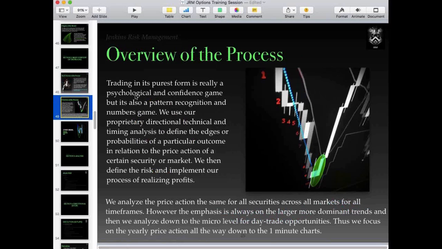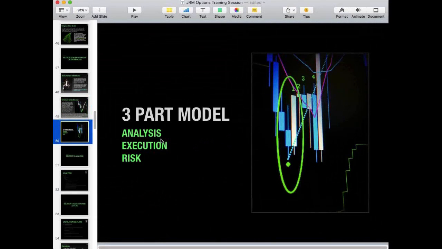So I touched on this. Trading in its purest form is really a psychological and confidence game, but then what we drilled into over the years was pattern recognition, and then again the cyclicality of it. So I have a 3-part model. There are 3 pillars: analysis, execution, and again risk.